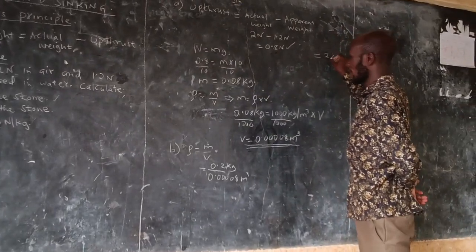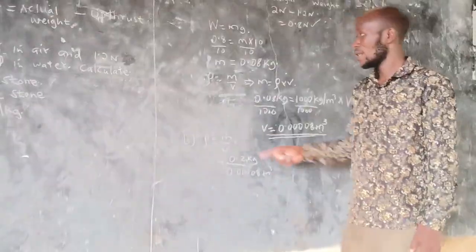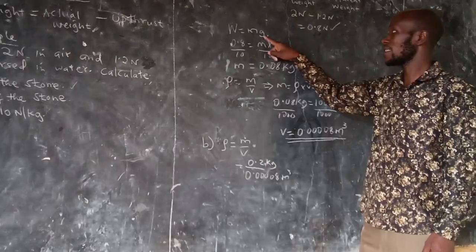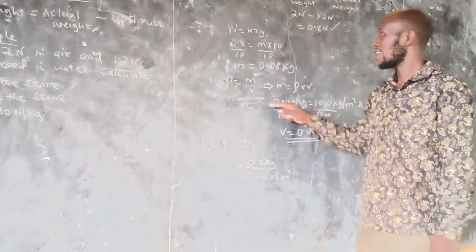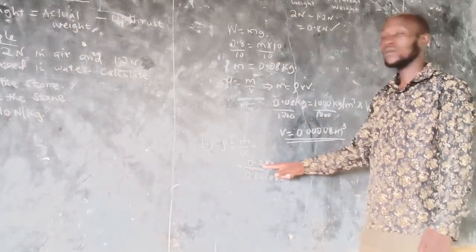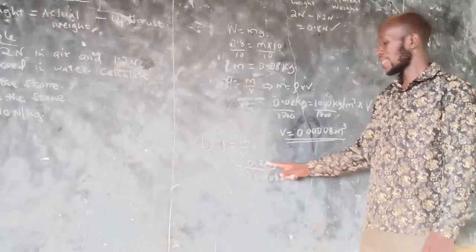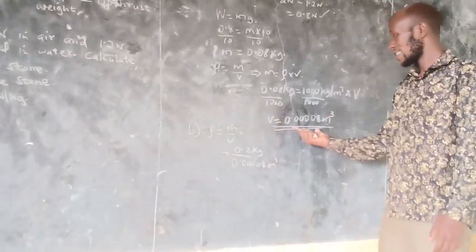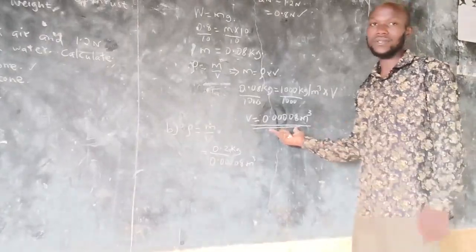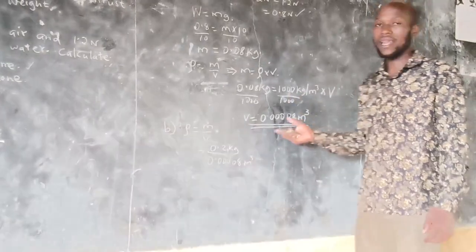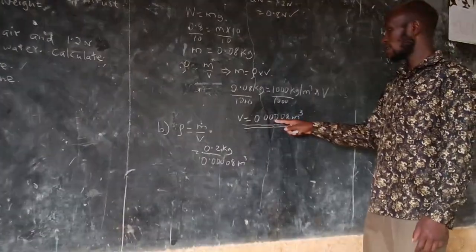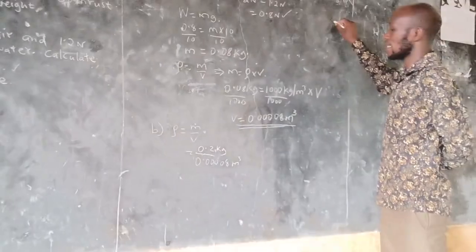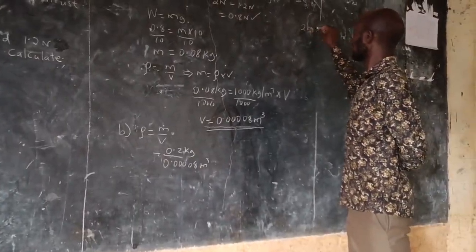This is 2 newtons in air, and therefore, using the relation weight equals mass times acceleration due to gravity, we will divide 2 newtons by 10, and therefore what we will get is 0.2 kilograms. This is our mass of the stone, divided by the volume of the stone. The volume of the stone is the volume of the liquid, that's water, that was displaced when this stone was immersed in water, which is 0.00008 cubic meters.